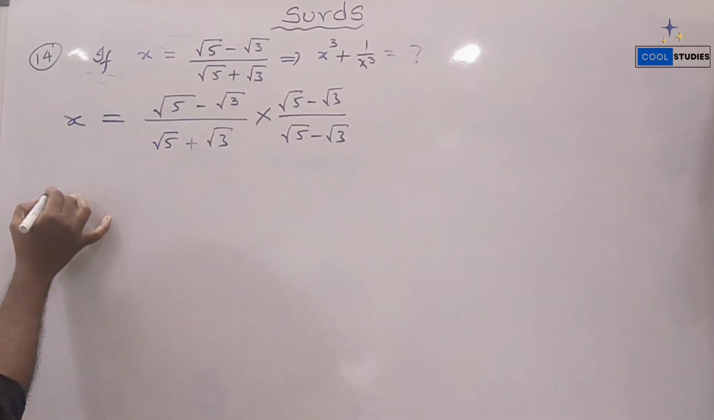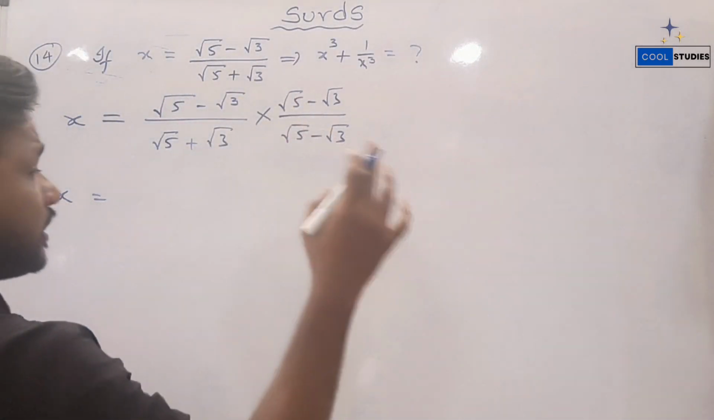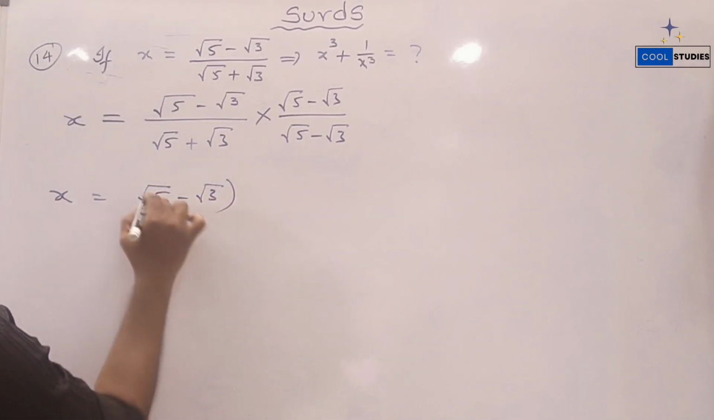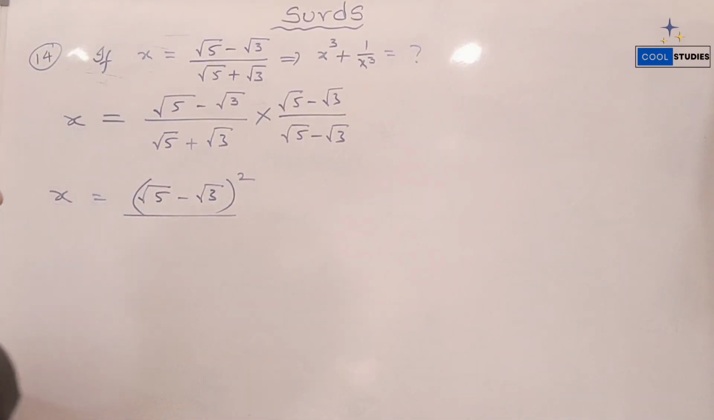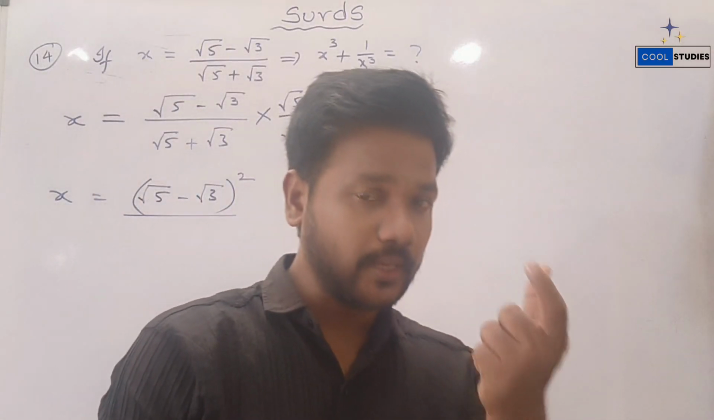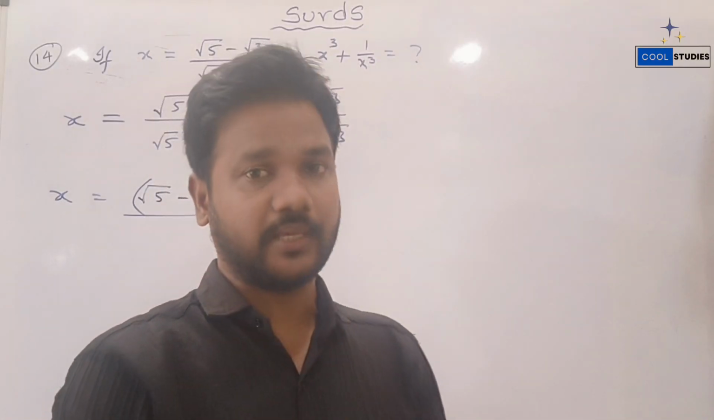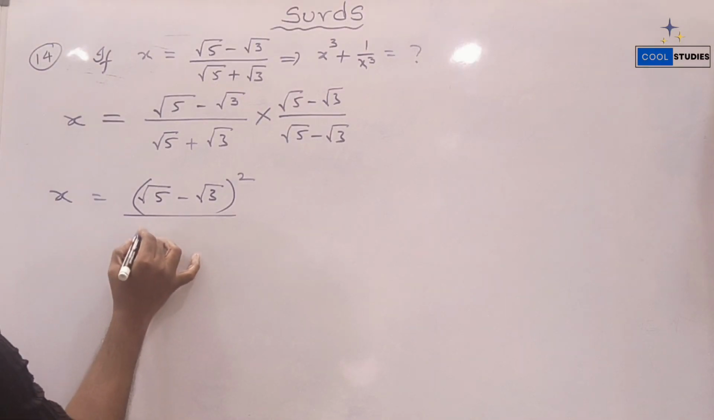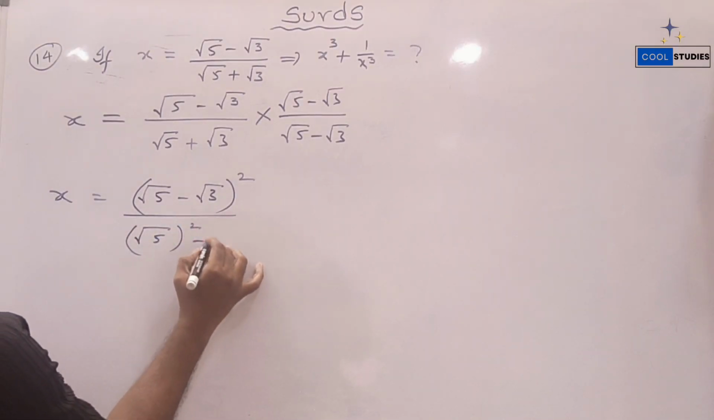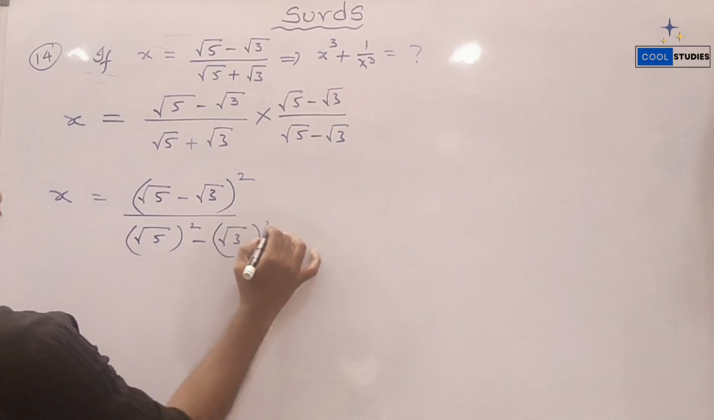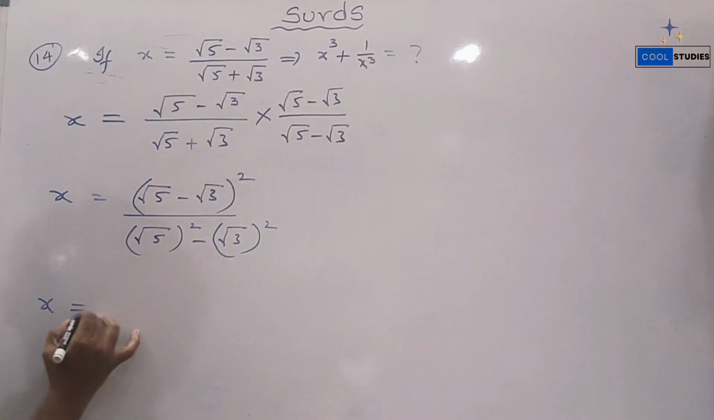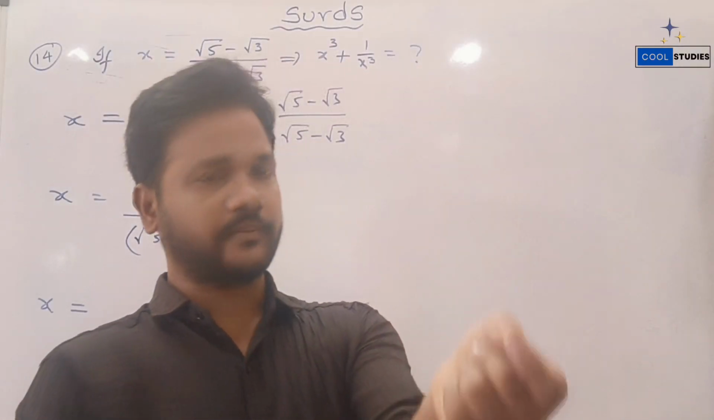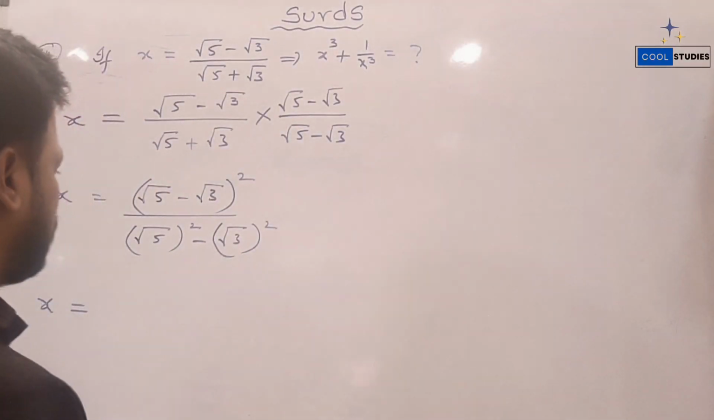So what do we get in the numerator here? a into a is a square. That means root 5 minus root 3 whole square. In the denominator, if you observe, a plus b into a minus b is a square minus b square. What is the formula here? a square is root 5 whole square minus root 3 whole square. So x is equal to, in the numerator, it is in the form of a minus b whole square. So expand a minus b whole square.